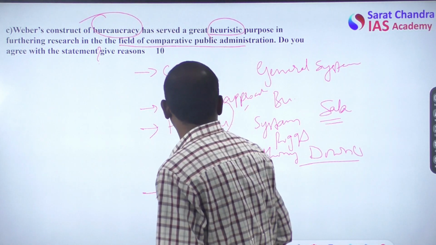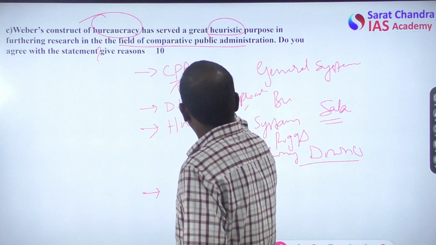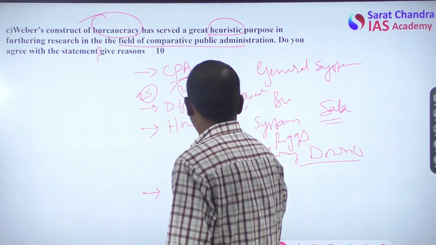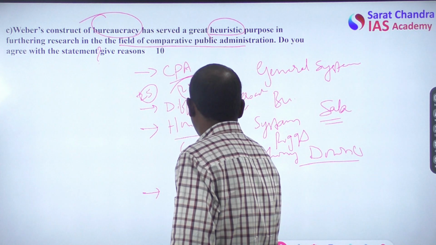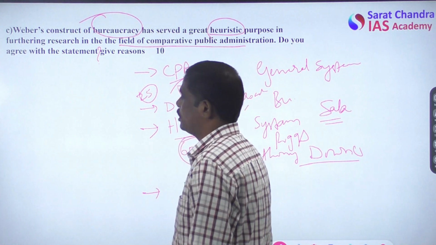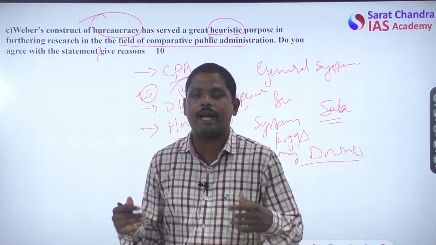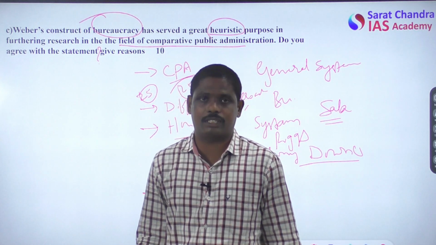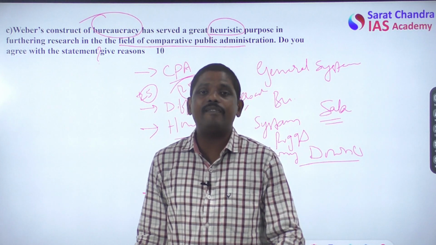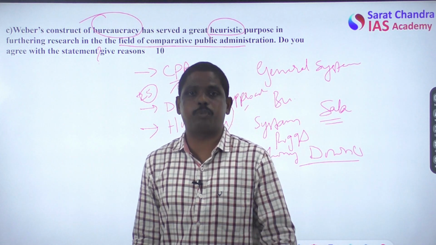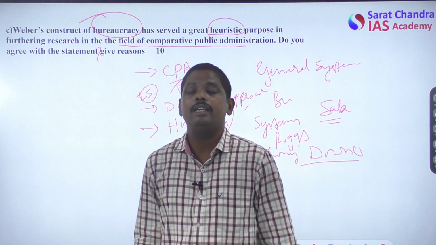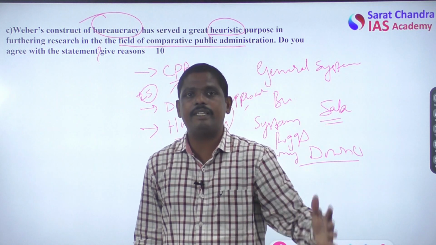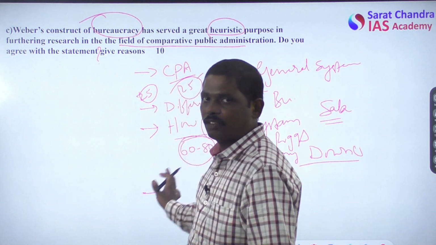Then, if you write this, the different approaches should be not more than 25 to 30 words, and this part should be around 60 to 80 words. Then the conclusion: it should highlight the importance of the bureaucratic approach in understanding different administrative systems, and why we cannot avoid the bureaucratic approach in comparative public administration. With this note, end the answer. So this should be the answer for this question.